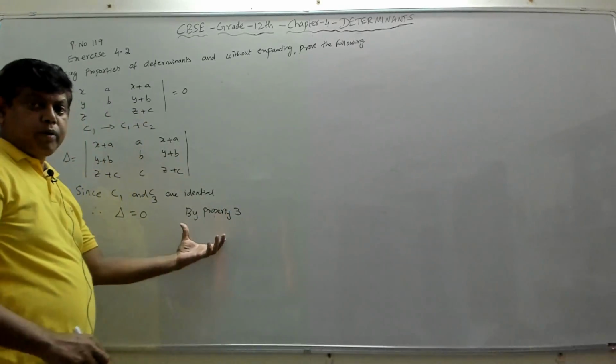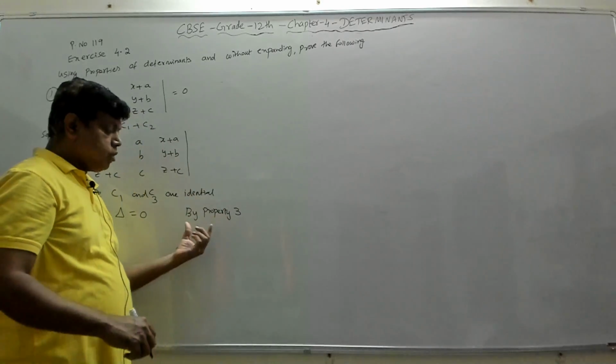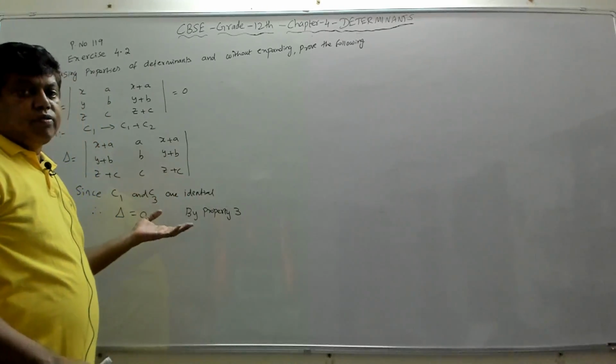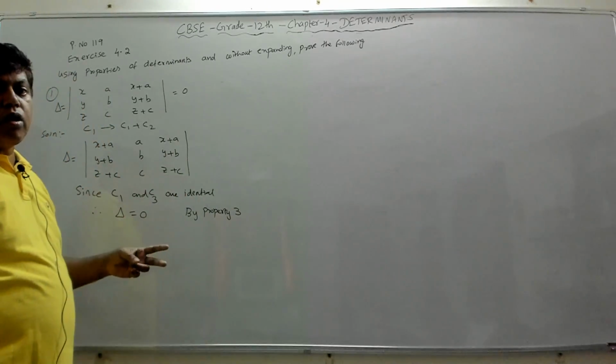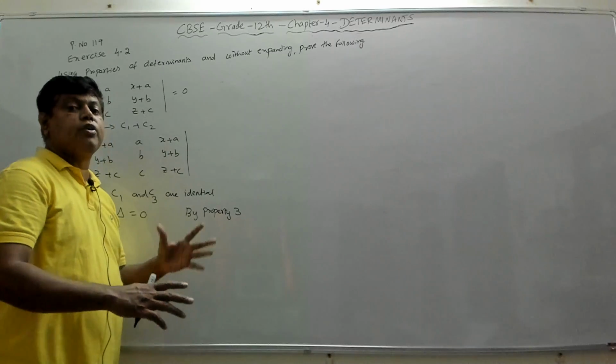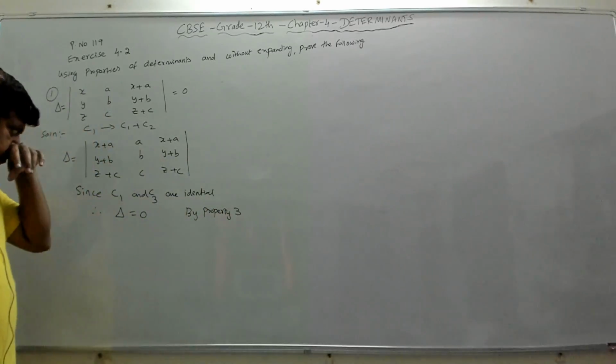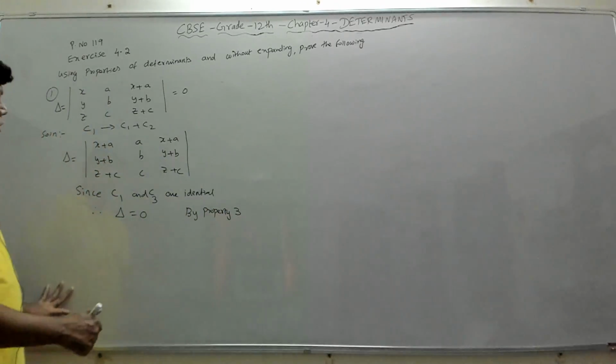You should not say property 3 in your exam. You have to write the property. You have to say if the elements of any 2 rows or any 2 columns are identical, then the value of the determinant is 0. You have to write that. Fine. So now let's go to the second problem.